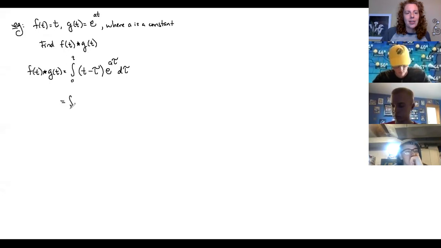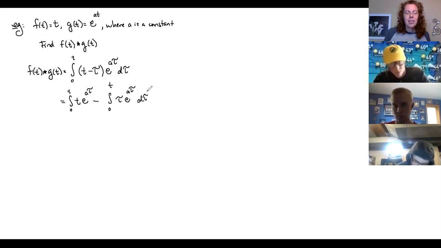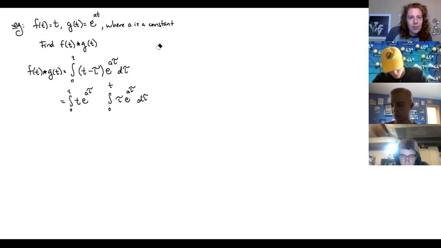So we've got integral from 0 to t e to the a tau, and I'll pull the minus out in front also. Integral from 0 to t tau, e to the a tau d tau. So t, e to the a tau, d tau, I forgot my d tau there. Let's see if I can squish it in. It's d tau, minus tau, e to the a tau d tau.